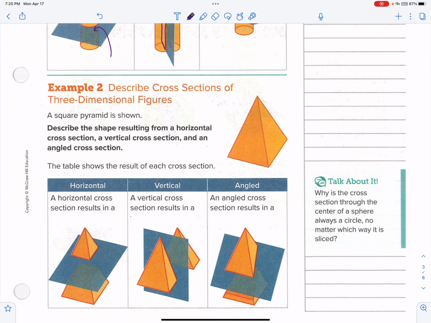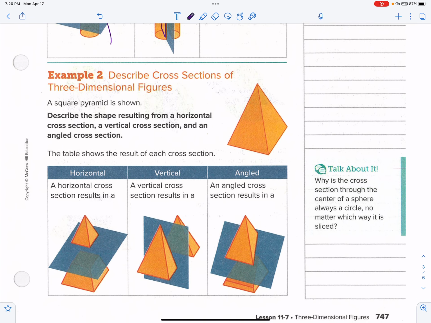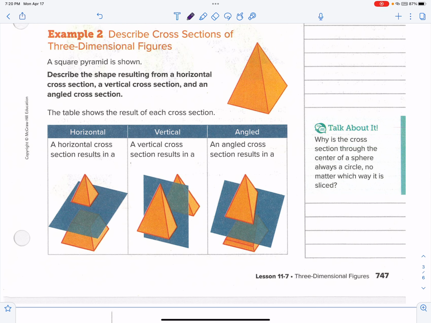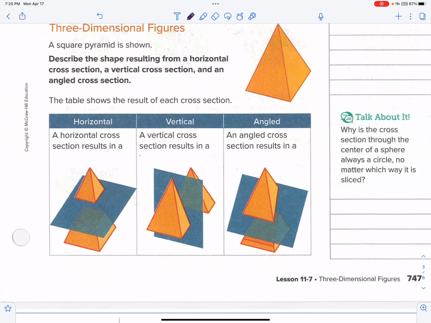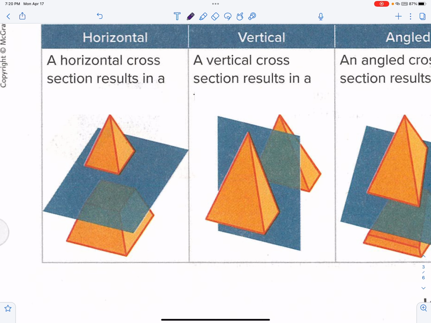All right, let's go ahead and take a look at more cross sections of different figures. Take a look at a horizontal cross section here. This is a pure horizontal, so don't get tricked by thinking it's something that it's not. This is just a rectangle.